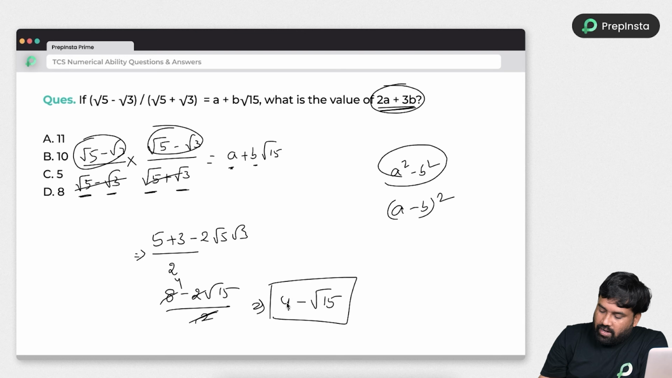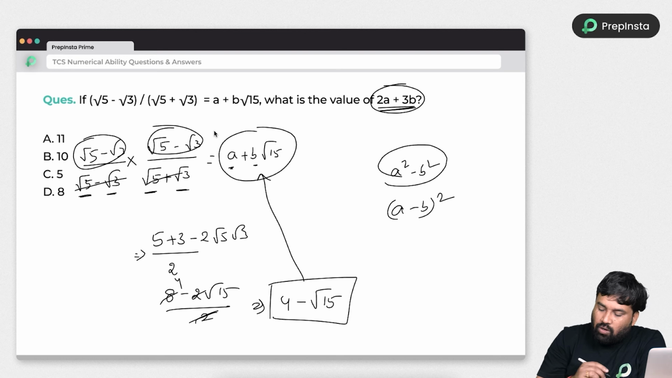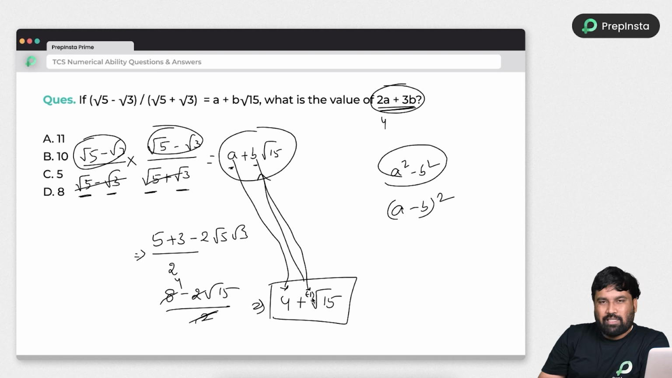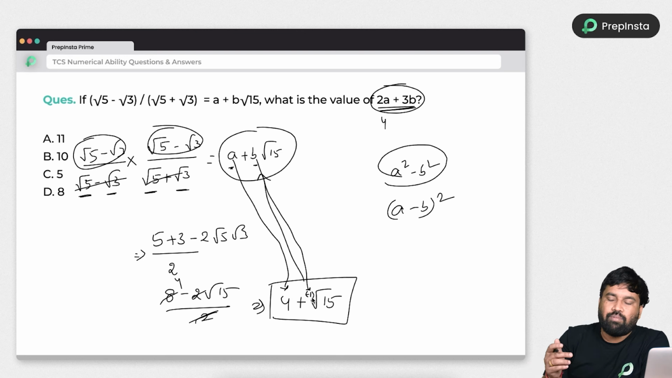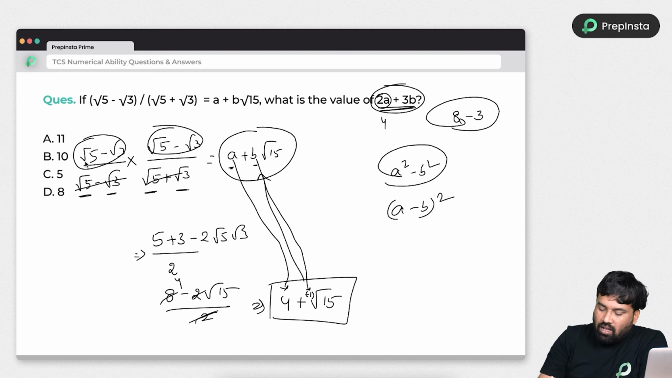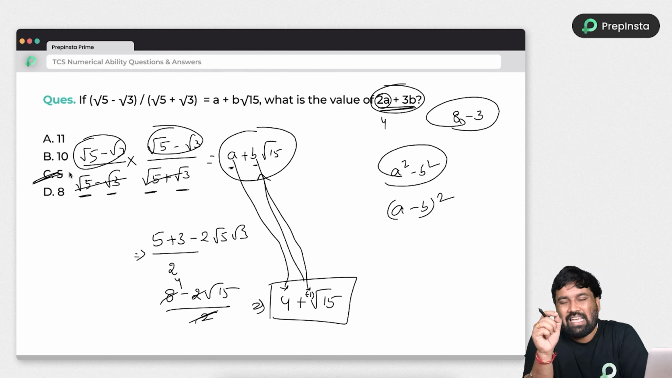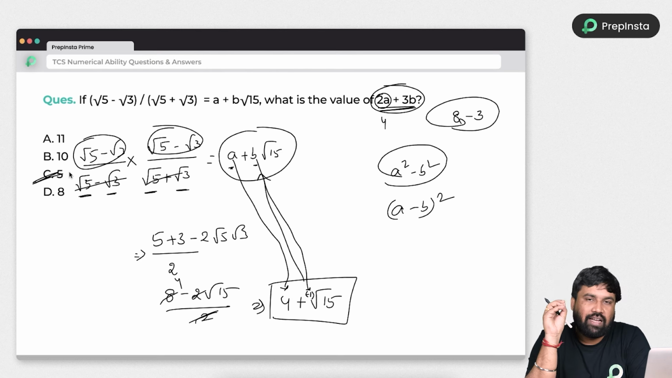So this is equal to the a plus b root 15 format. So a value is 4 and b value is minus 1. Why? Because if I write a plus b root 15, it is 4 plus minus 1 into root 15. So minus 1 is the b value. So 4 2s are 8, minus 3 times minus 1 is minus 3, so 8 minus 3. So the answer is option C, that is plus 5.